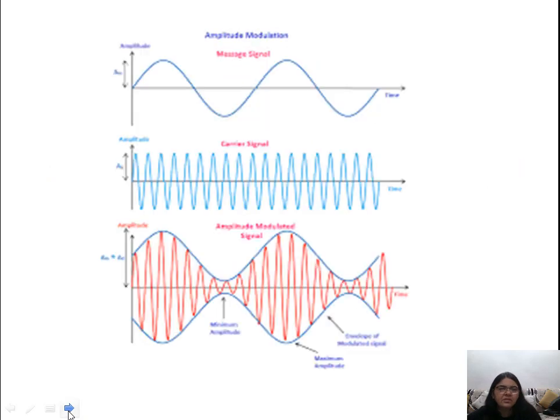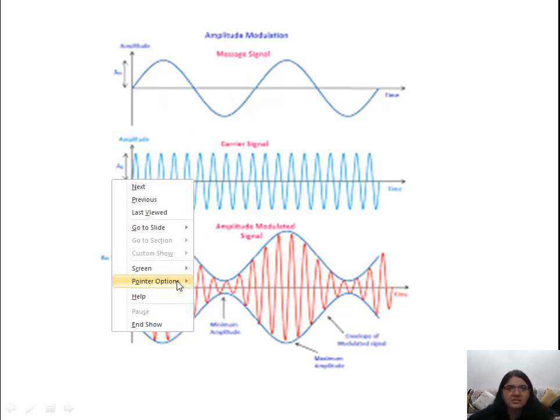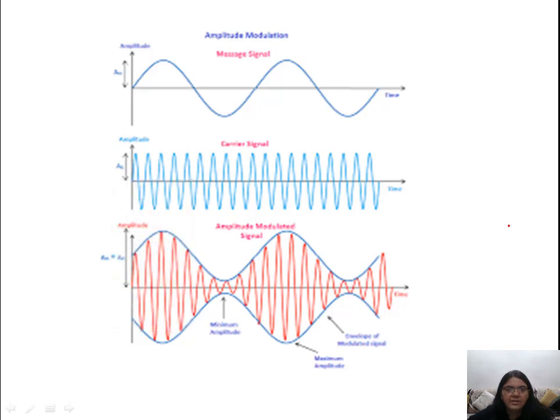In that, I said last time, it's the message signal, a low frequency signal. Here you can see this low frequency signal, this is the carrier signal, and this is the modulated output. Now about this diagram.